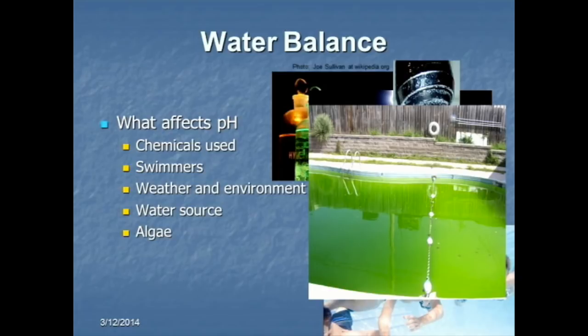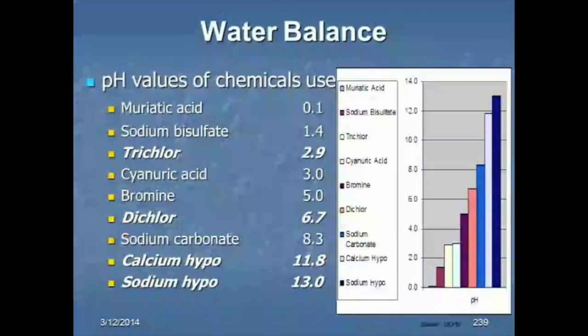Now, pH, we talked about the chemicals that are used on a daily basis. Here's a list of lots of chemicals that are found commonly in our pool pump room. Four of those items, the trichlor, the dichlor, calcium hypochlorite, and sodium hypochlorite, those are types of chlorine that are added in very large quantities into our swimming pool water. Some examples with that: trichlor with a pH of 2.9, incredibly acidic. Dichlor having a pH of 6.7.